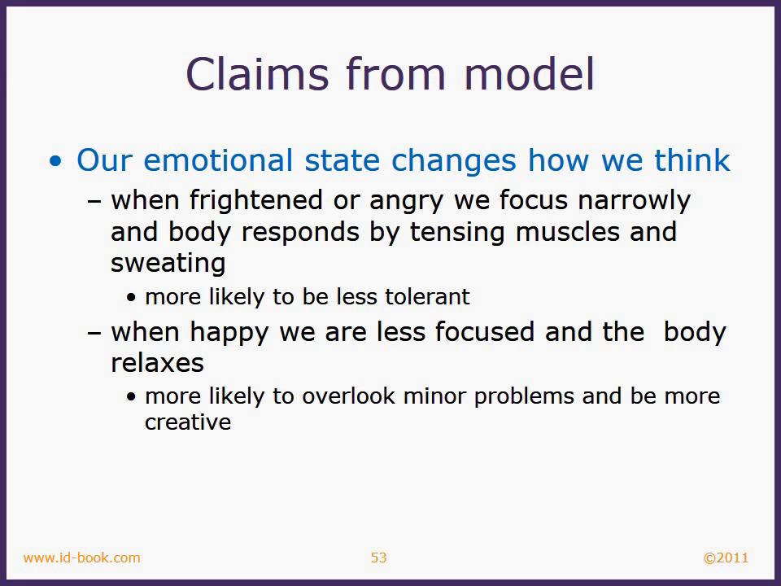So, the claim from the model: our emotional state changes how we think. When frightened or angry, we focus narrowly and the body responds by tensing muscles and sweating, for example. And we could be more likely to be less tolerant. When happy, we are less focused and the body relaxes, more likely to overlook minor problems and be more creative.